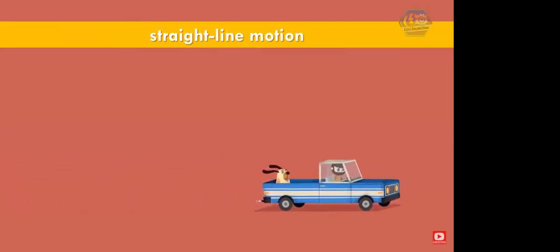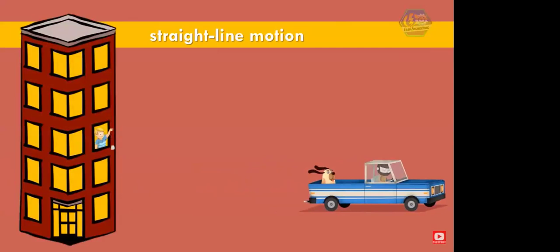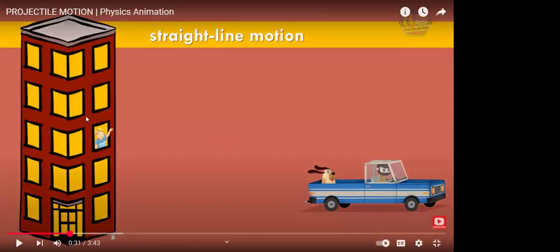In the previous video, we learned the concept of a straight line motion, a car moving in a horizontal motion along a straight path, and a stone falling vertically from a third floor building to the ground. So this is what we call one dimension, or one dimensional. It's moving either vertically or horizontally.